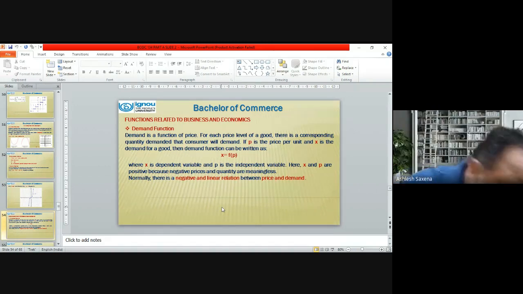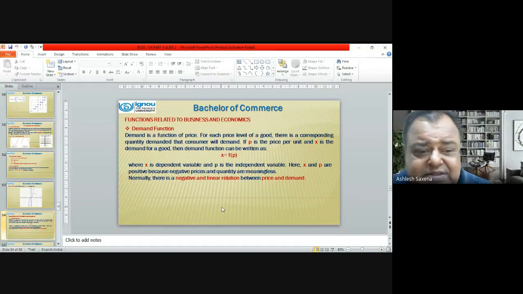Now, we will be talking about different functions which are related to business and economics. Business is basically what we talk about: demand, price, supply, quantity. So how are these depicted in mathematical form?